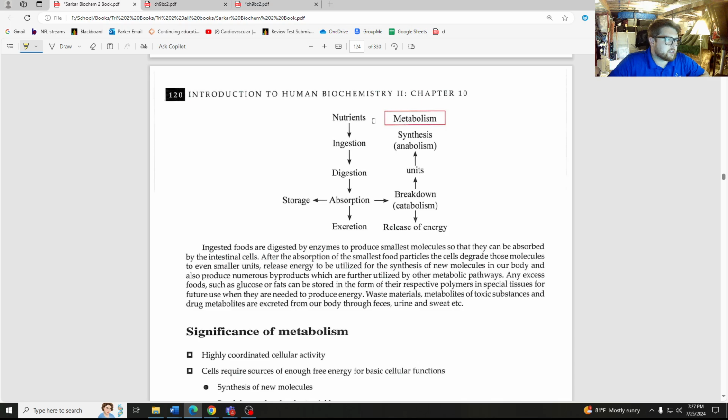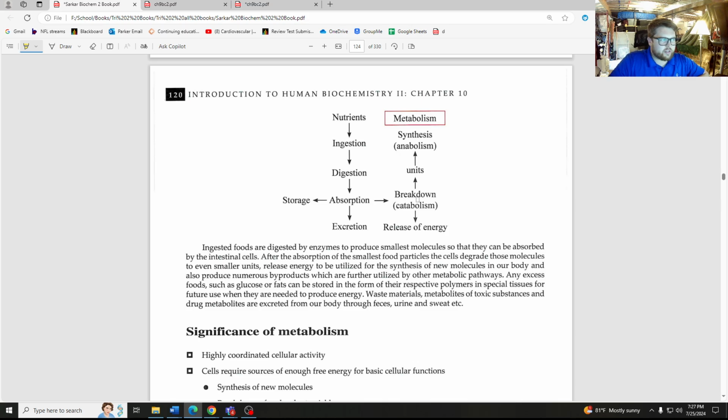We have the nutrients, we ingest those nutrients, we digest the nutrients, we absorb them through the small intestine, and either we go and store them, or we can excrete the stuff that we're not going to use. Remember, last chapter when we talked about bilirubin, and bilirubin goes into urobilinogen. Urobilinogen gets excreted through the intestines, and the microorganisms react with it, and that ends up giving our feces the brown color. So that's what that's referring to.